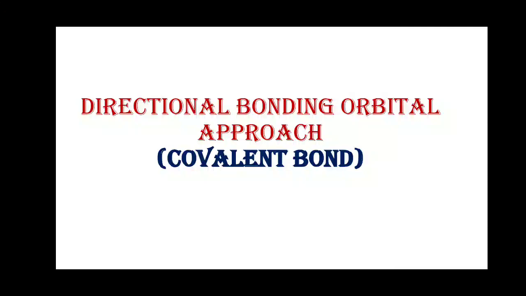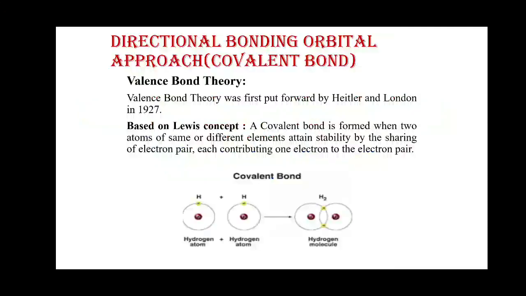So let's start with the covalent bond. Directional bonding, orbital approach, that is the covalent bond. Covalent bond is also known as directional bonding. So covalent bond is based on the valence bond theory. That theory, valence bond theory, was first put forward by Heitler and London in 1927. So it is based on the Lewis concept.